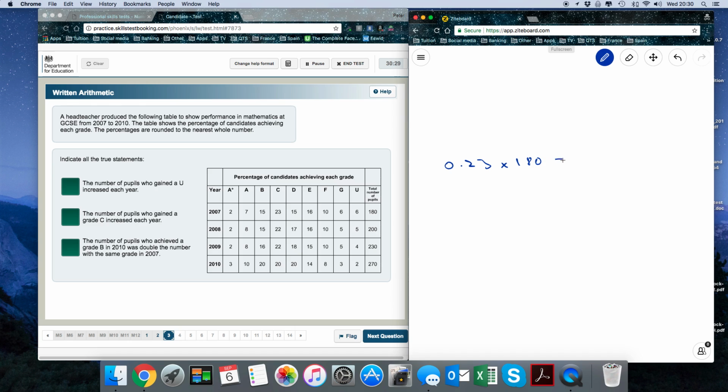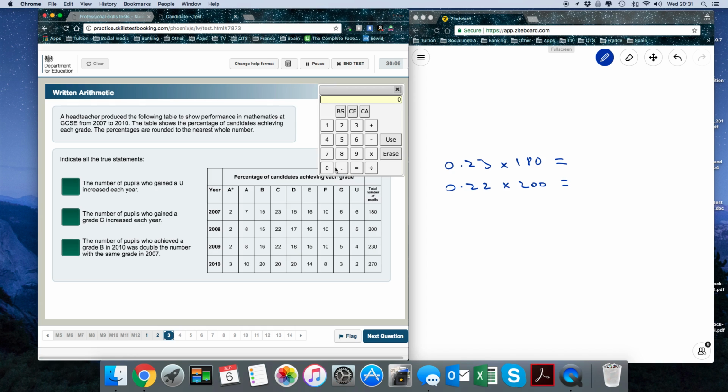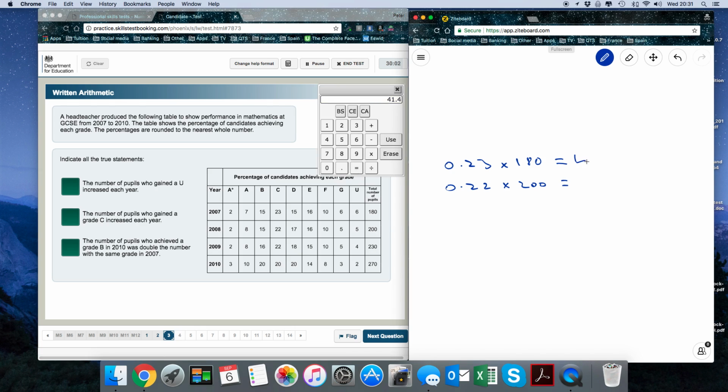In fact, I'll tell you what I'm going to do. I'm going to write down the calculations, at least the first two calculations first. So 2008, it will be 22% of 200. We'll work these two out because there's no point me writing all four down, because it might be the same as the last question. After I've done two, I know it's already false, but we'll see. Okay, so we'll grab a calculator, 0.23 times 180. Again, correct bit of rounding. That needs to be rounded down, because it's 0.4, and 0.4 would round down.